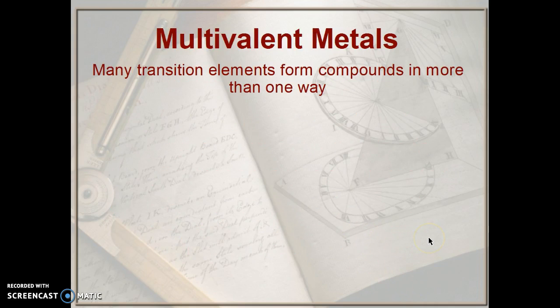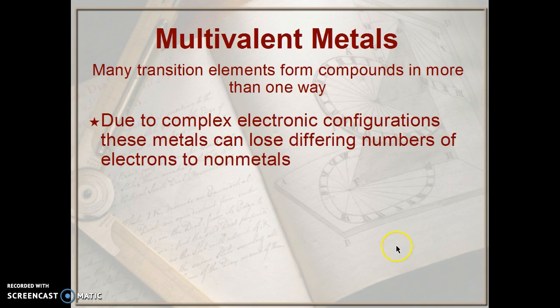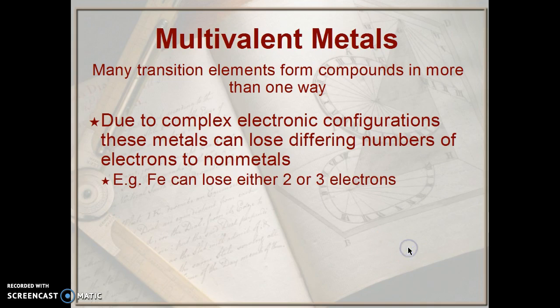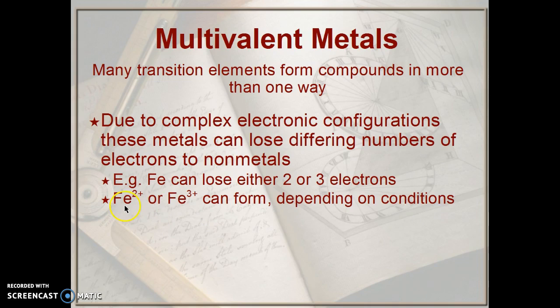Now, finally, just a reminder about multivalent metals. Many transition elements form compounds in more than one way, having more than one valence available. That's due to the complex electronic configurations of these metals. They have d electrons. So, iron can lose either 2 or 3 electrons. Fe2+ or Fe3+ can form, and that depends on the conditions.